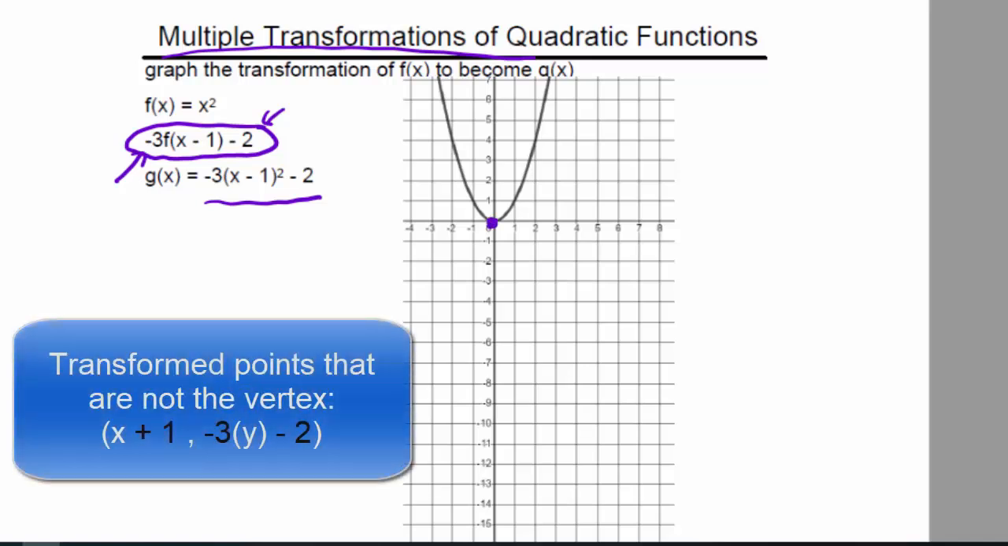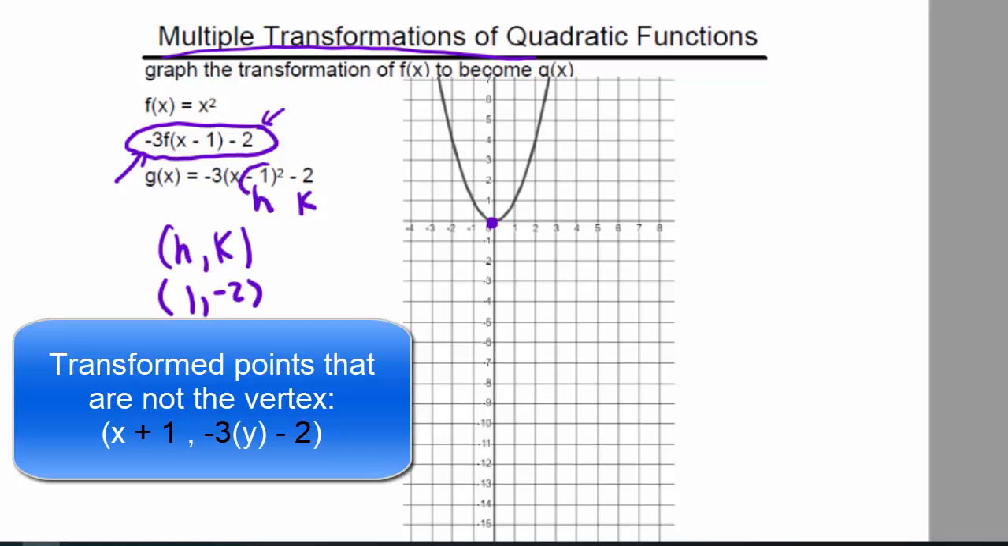The vertex is the easiest one, because remember, this is called vertex form. So the vertex is h comma k form. Well, h is this 1 that's right here, and k is that negative 2. So the vertex is going to be located at 1 comma negative 2.